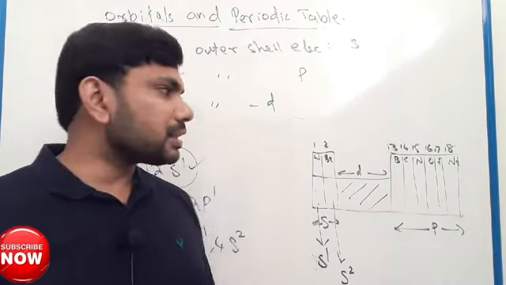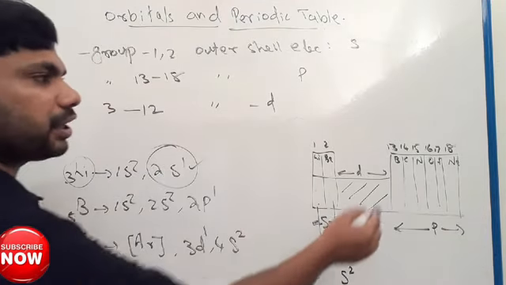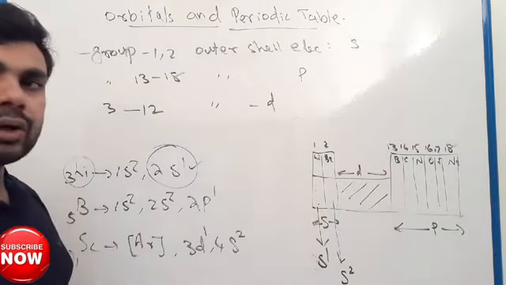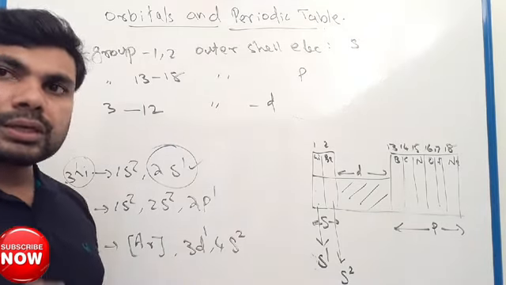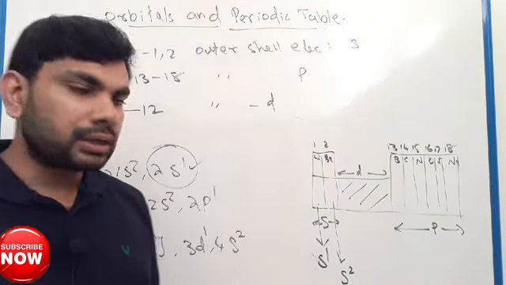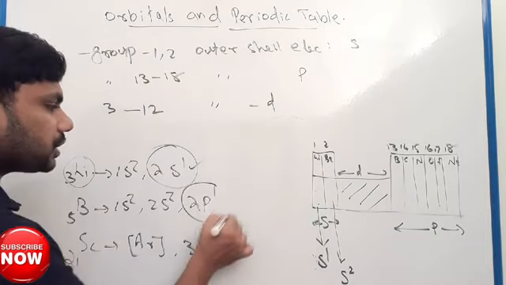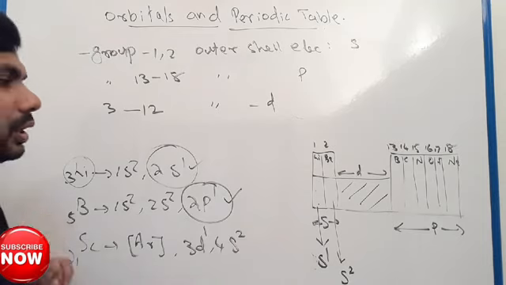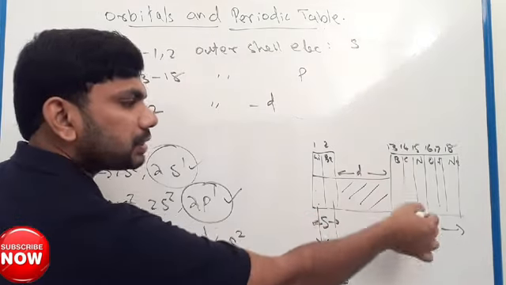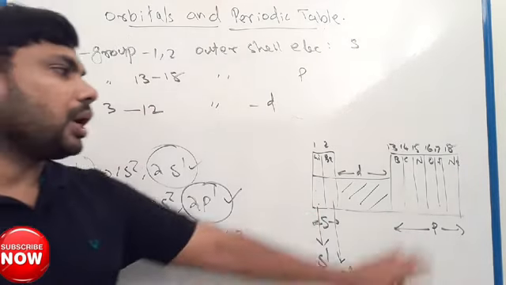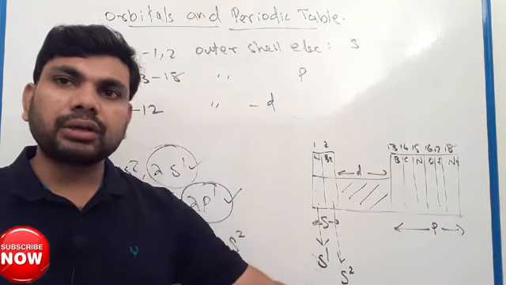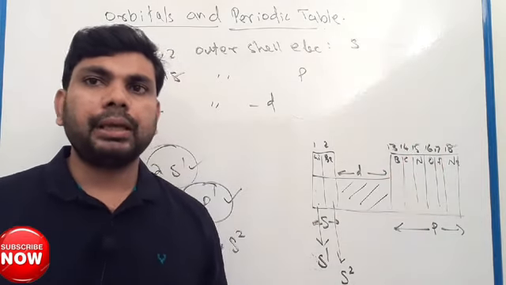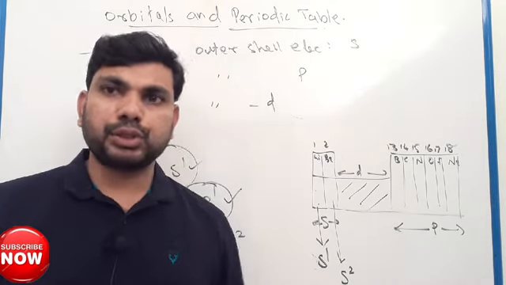Similarly, one example here, boron, atomic number 5, 1s2 2s2 2p1. The subshell electronic configuration ends in 2p, the p orbital or p subshell. So these elements are called p block elements. You can check all these elements: their subshell electronic configuration ends in the p subshell.